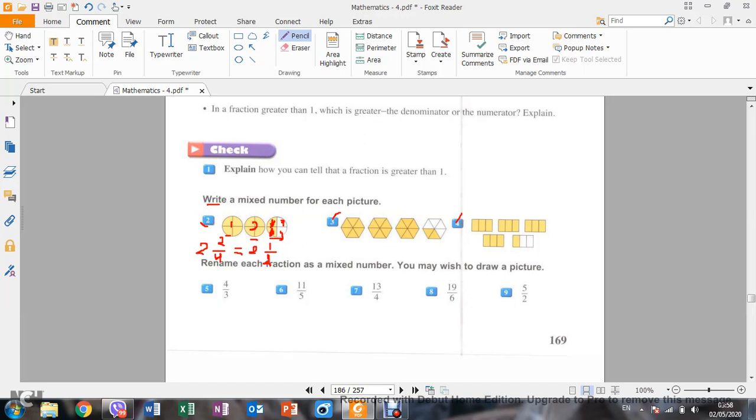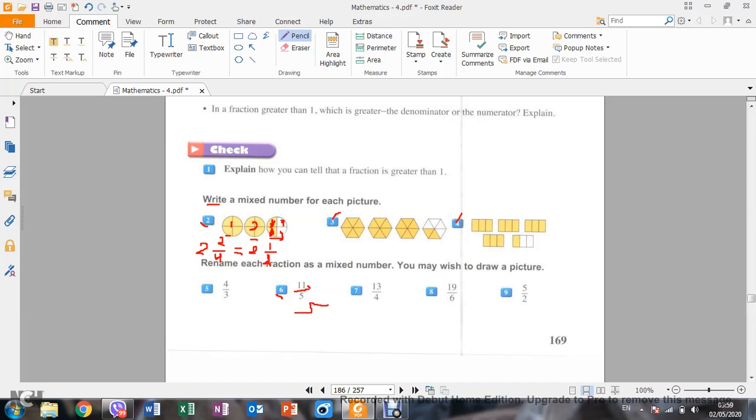Now I will explain number 6. Rename each fraction as a mixed number. You may wish to draw a picture. At first we need to rename it as a mixed number, and after that we should draw a picture. We have 11/5, and because our numerator is greater than the denominator, we need to rename it as a mixed number by using division.